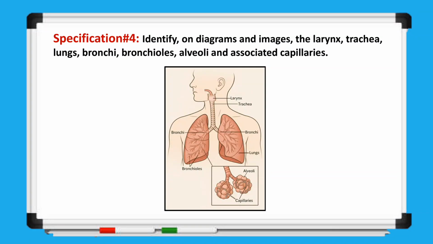Next, we have specification number 4, which asks us to identify, on diagrams and images, the larynx, trachea, lungs, bronchi, bronchioles, alveoli, and associated capillaries. In this part, we'll be focusing on the main structures of the human respiratory system. These include the larynx, trachea, lungs, bronchi, bronchioles, alveoli, and the capillaries that are closely associated with gas exchange. We'll learn how to locate and identify each of these parts on diagrams and images, and understand their roles in the process of breathing and gas exchange.